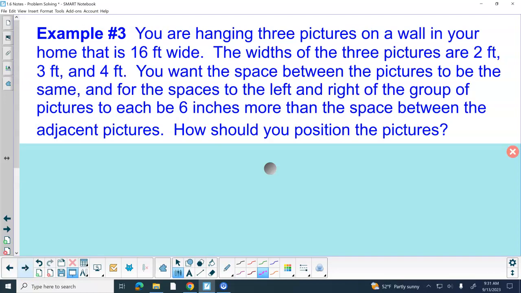Ooh, I like this one. Go for it. Try this one. So what's the picture going to look like? You're literally passing notes right now. What's the picture going to look like?